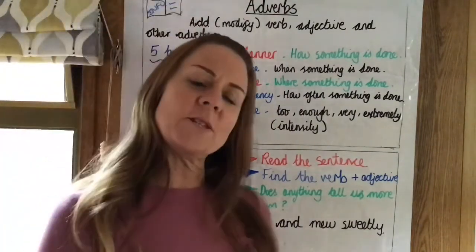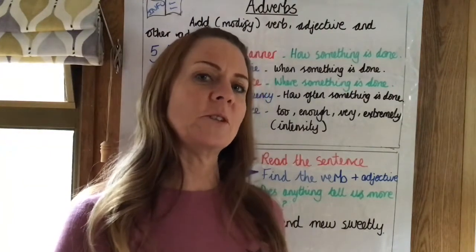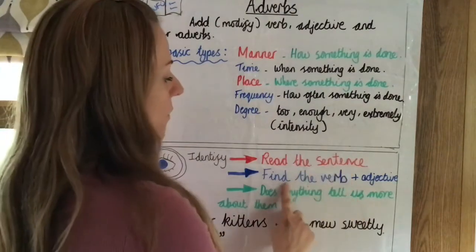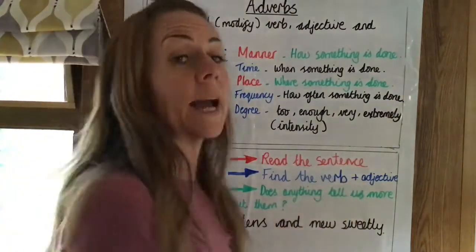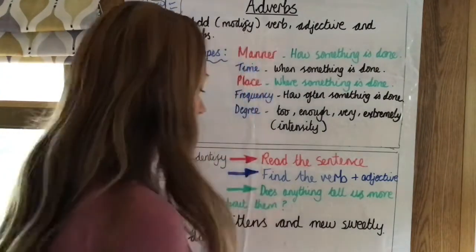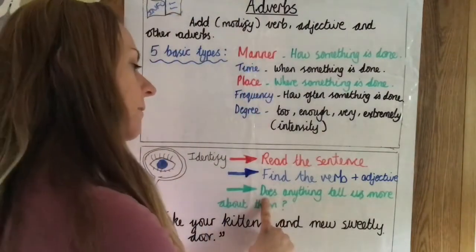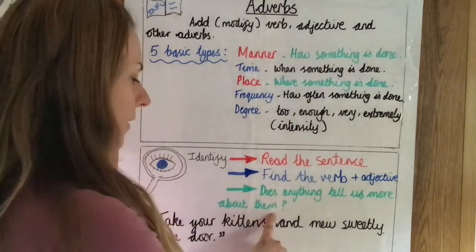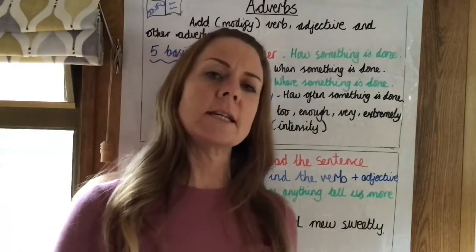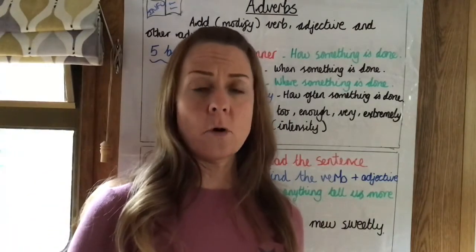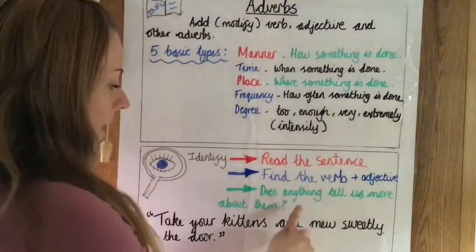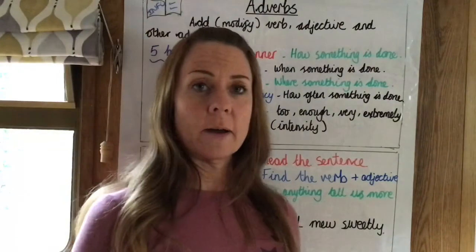When you're trying to identify an adverb, I have a few steps for you to follow. Read the sentence first. Find the verb or any adjectives, because remember adverbs can help us know more about an adjective. Then ask yourself, does anything tell us more about these? So the verb and the adjective. Do we have other information in the sentence that's helping us understand more about the verb or the adjectives or other adverbs being used? And if you do, then you've found an adverb.